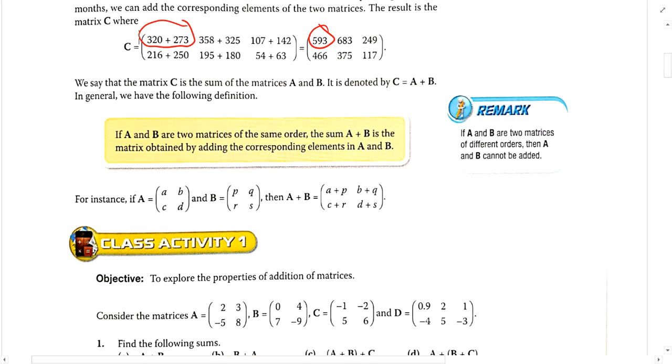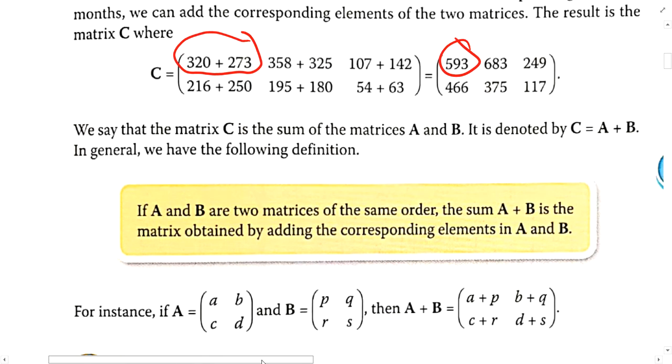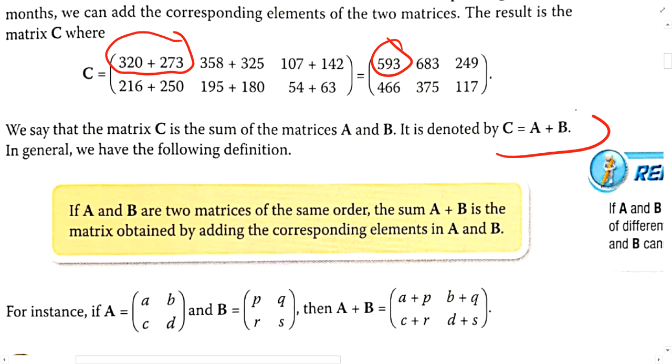I hope you have noticed that in your textbook, whenever they describe a matrix, they will bold it. When you are doing your work, you cannot bold it, so you just write the capital letter. That's good enough. Now here there is a condition. For two matrices of the same order, the sum of A plus B is the matrix obtained by adding the corresponding elements in A and B. Now what happens if they have a different order?